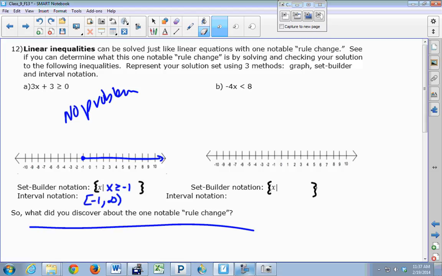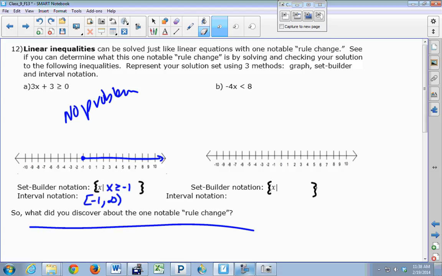What was the one notable rule change that's different when you're solving an inequality versus an equation? What was the one thing that you have to keep in mind? What's the one difference? Nobody noticed any differences? Okay, well, tell me how you did part B then. All right, so you did change something, right? If we were solving this as an equation, just like an equation, we wouldn't change anything, right? We would just divide both sides by -4, and you'd get x is less than -2.